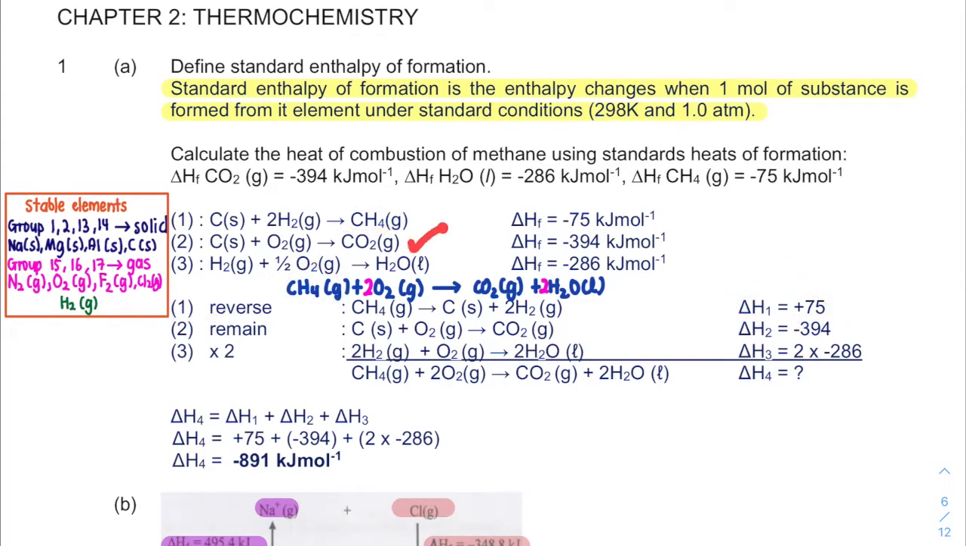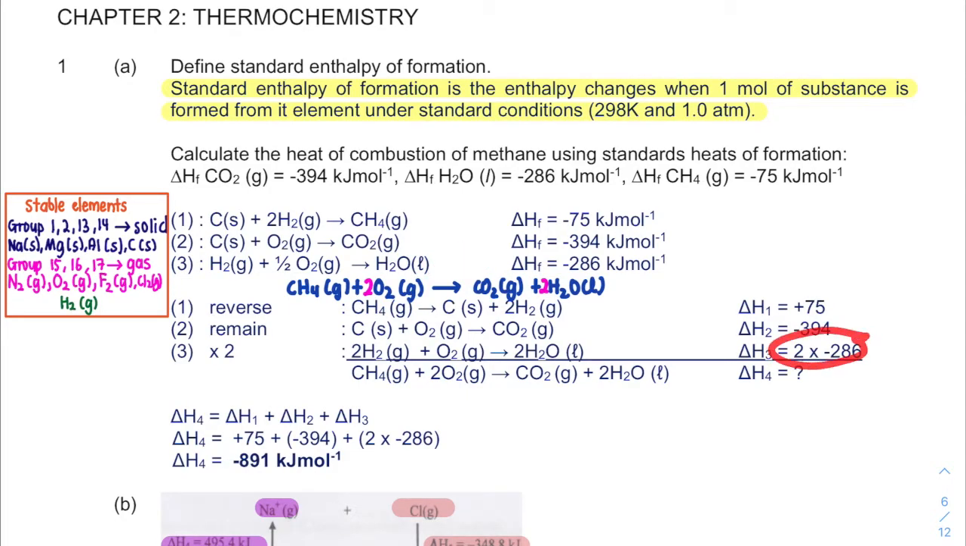For the CO2, CO2 here is on the product side and in the wanted equation it is also on the product side, so it is the same, there is no difference. Just remain it. But for the H2O, H2O here is on the product side, but in the equation that we want, there are 2 H2O. So we have to multiply all by 2.